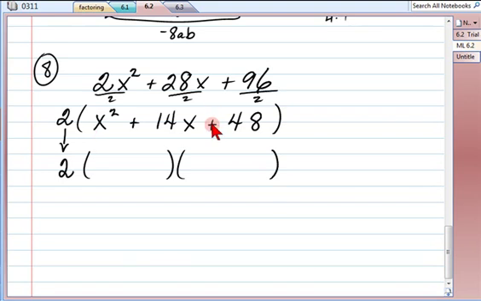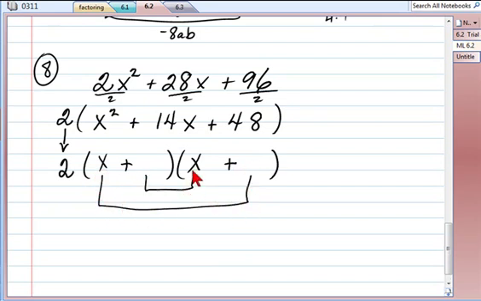Signs. Okay, the last one's positive. Both match that. Plus and plus. I need an x and an x. Because the outer is positive and the inner is positive, I know that I'm looking for a sum of 28.